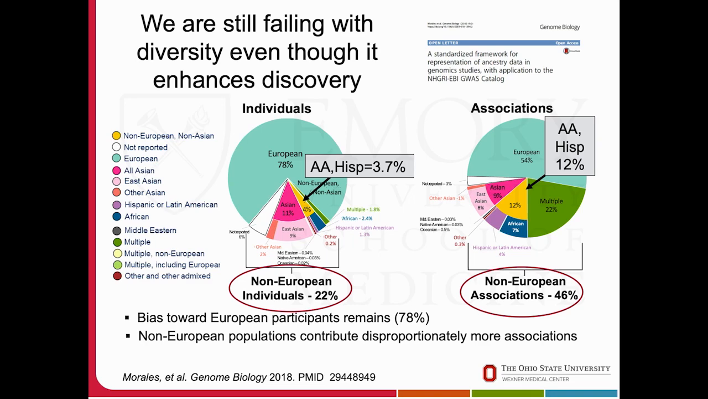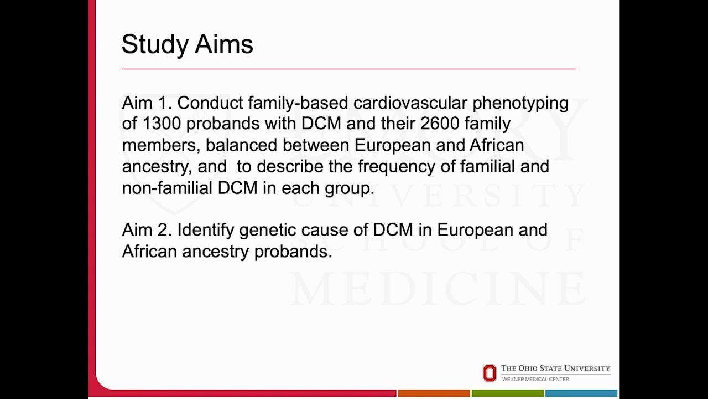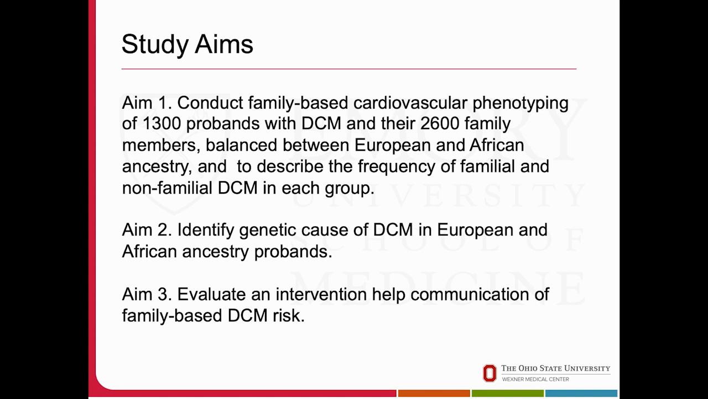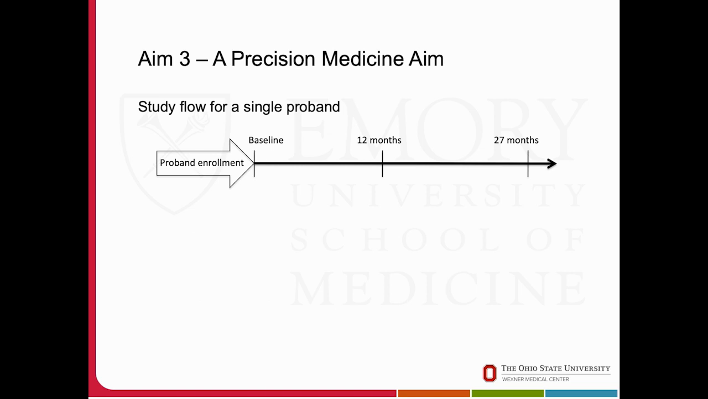And this again is GWAS findings. So our aims are to conduct cardiovascular phenotyping of 1,300 probands, balanced between European and African ancestry. We sequence them, we identify genetic cause, and we evaluate an intervention to help communication of family-based risk. Again, in a graphic, this is a classic genetic study. We get phenotype clinical information, do exome sequencing, and return genetic results in a randomized study to assess this intervention. And this intervention is done at baseline.